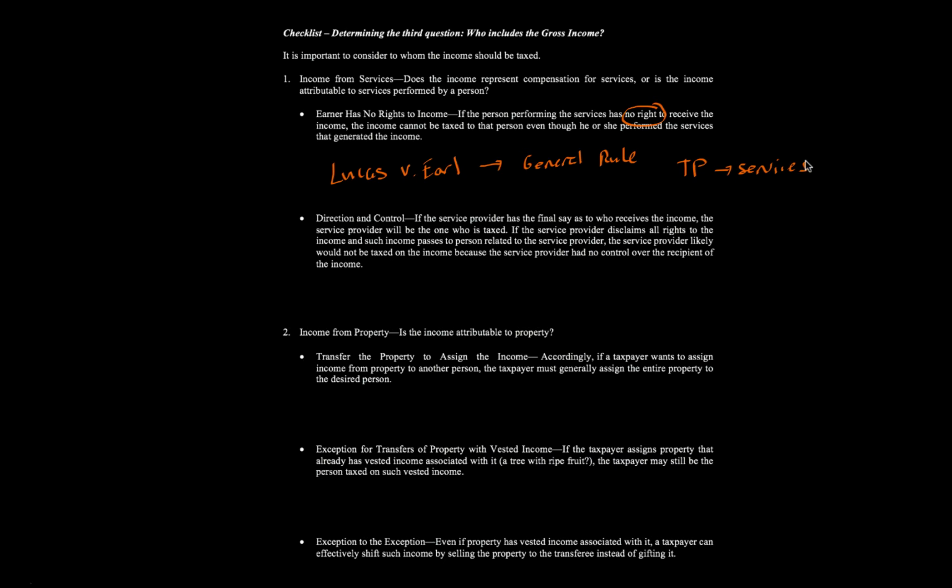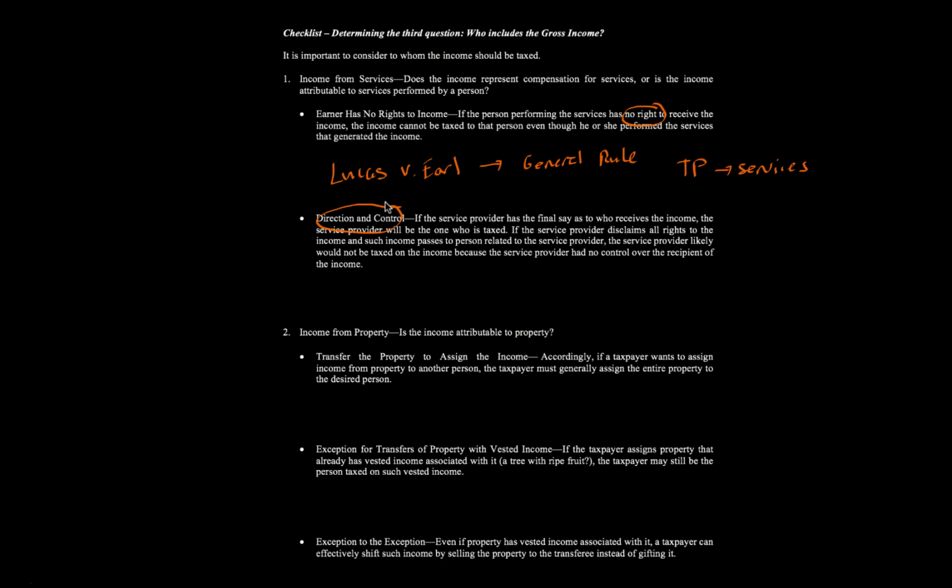Now, when considering whether there's no right to income, we have to consider direction and control. If the service provider has the final say as to who receives the income, the service provider will be the one who's taxed. If the service provider disclaims all rights to the income and such income passes to a person related to the service provider, the service provider likely would not be taxed on the income because the service provider had no control over the recipient of the income.